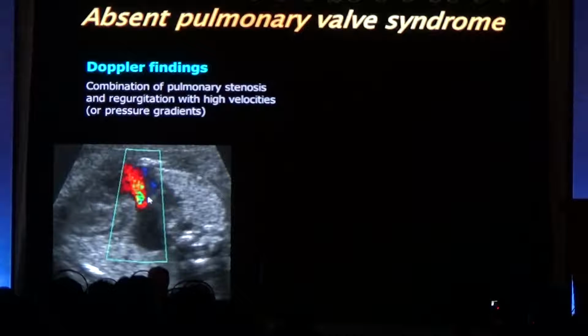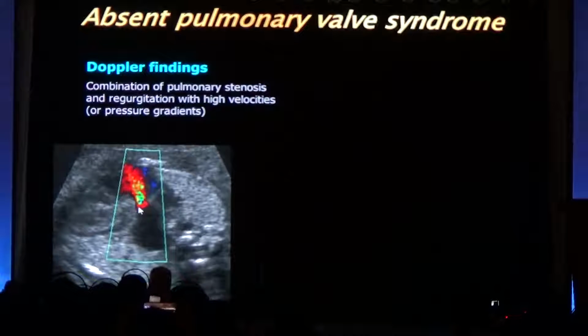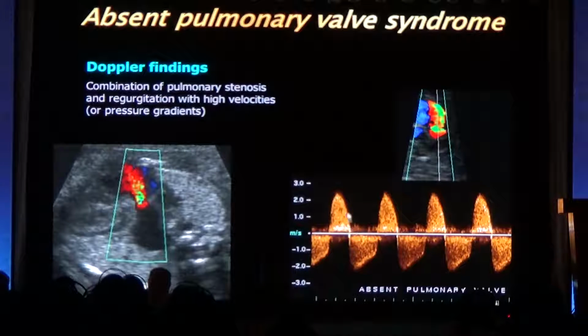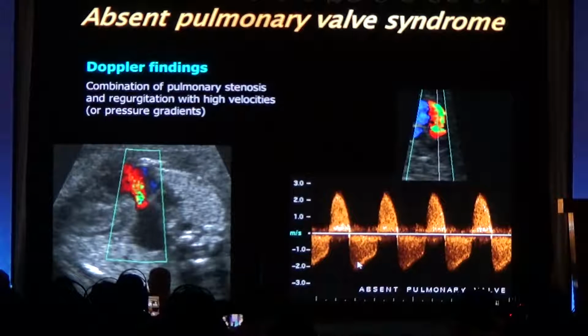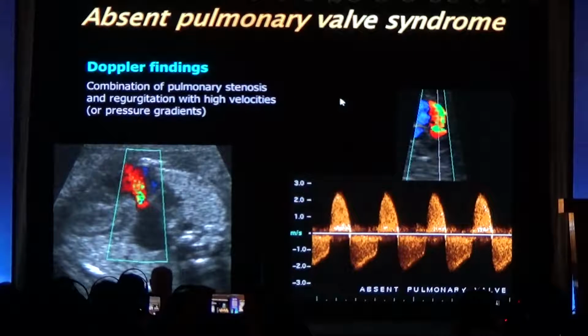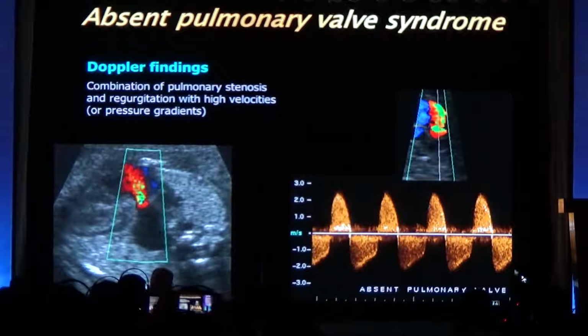Doppler findings, well, you can anticipate what the Doppler is going to be. You will have forward flow and you will have regurgitation. So it's going to sound, it's a very classic sound when you look at that. Here you can see the regurgitation and you can see the forward flow and the reverse flow. So remember this absent pulmonary valve syndrome. What you will see when you do the three vessel view, you will see a massively distended pulmonary artery.